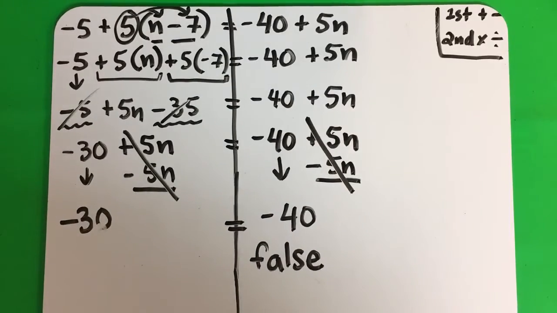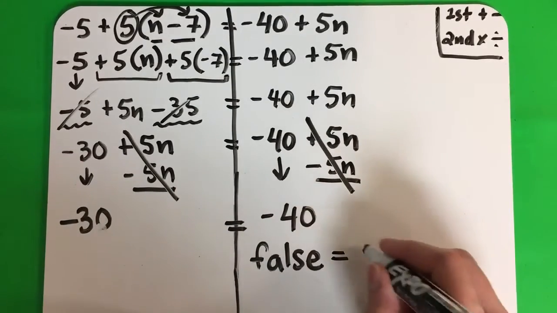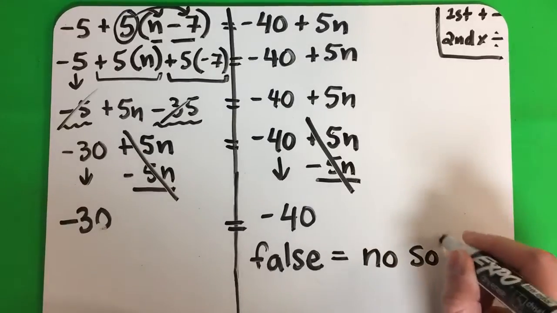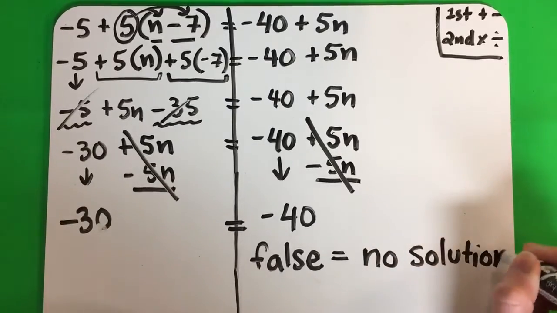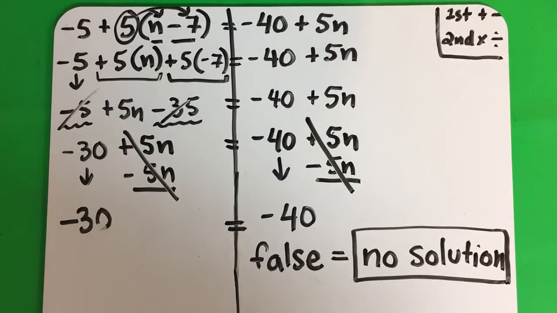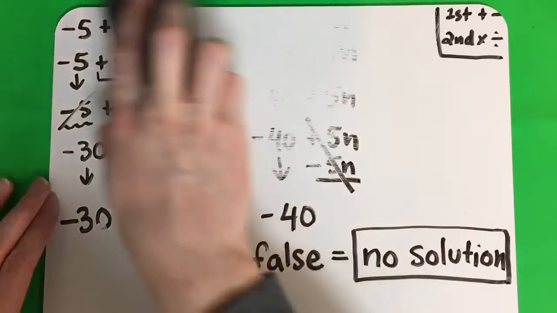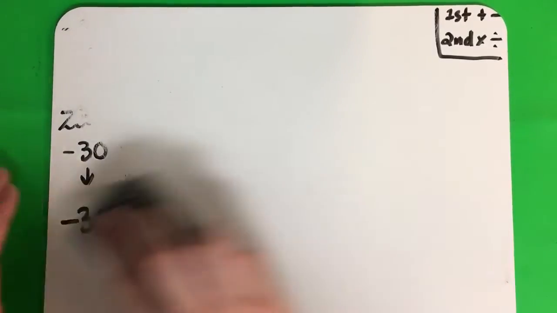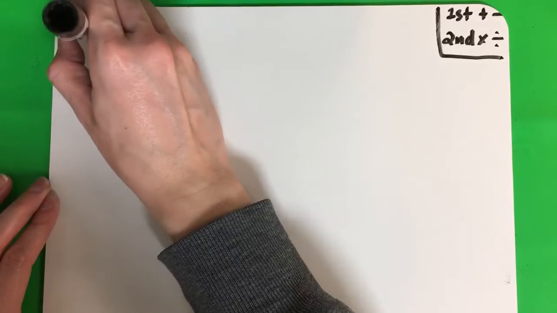If it's false, then your answer is no solution. No solución. Si es falso, no hay solución. If it's false, there is no answer, so your answer is no solution. Okay? Make sure you copy if you need to, pause if you had to, rewind if you need to. Okay, let's try the next one.